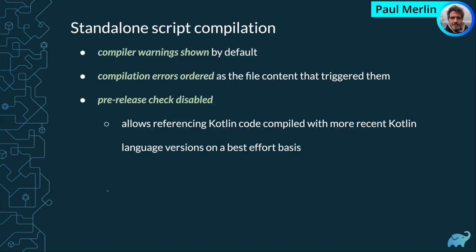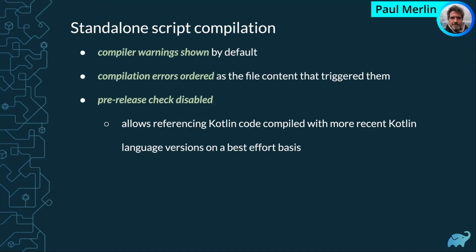We also made some improvements to standalone script compilations. By standalone, we mean the build.gradle.kts files, settings file, and init scripts in your project. We now show all the compiler warnings by default. They were only shown at lower logging levels before. So for example, if your build script uses some deprecated member, then you will actually see the warning in the console when that project is configured. That will help you pinpoint problems.